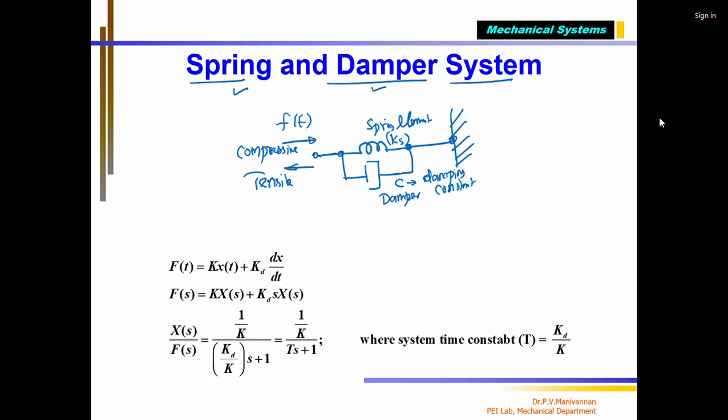If I want to write the mathematical model of this system, this is my mathematical model. What is my input? Input is F of T, equal to the spring force, K into X of T. This is nothing but spring force, where Ks or K. Many books put just K. For understanding purposes, sometimes I put even Ks. Ks is my spring stiffness.